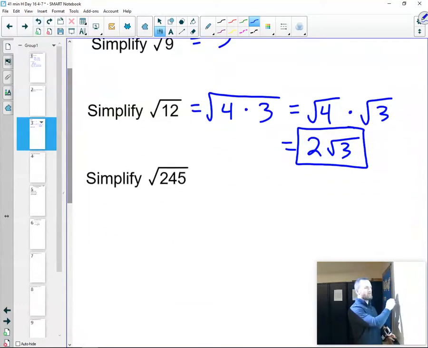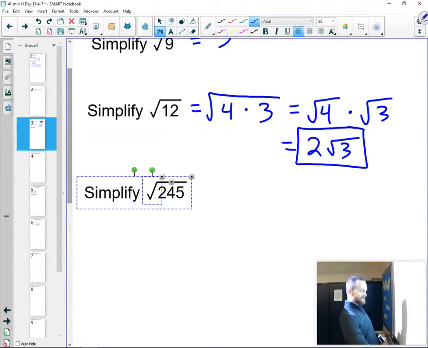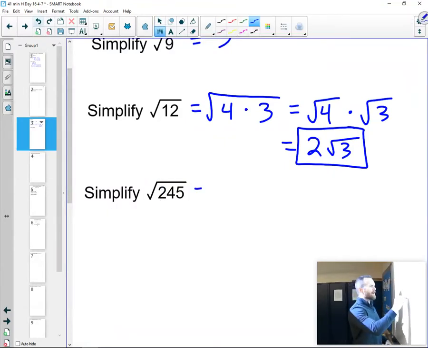Let's do one more just to make sure we have this back in the front of our brains. We remember this from our previous math classes. So we've got the square root of 245. Now, this one, at least to me, is not as simple as the square root of 12. As soon as I see the square root of 12, I go, oh, that's got a perfect square factor of 4. But with 245, at least for me, it's more difficult to do in my head.